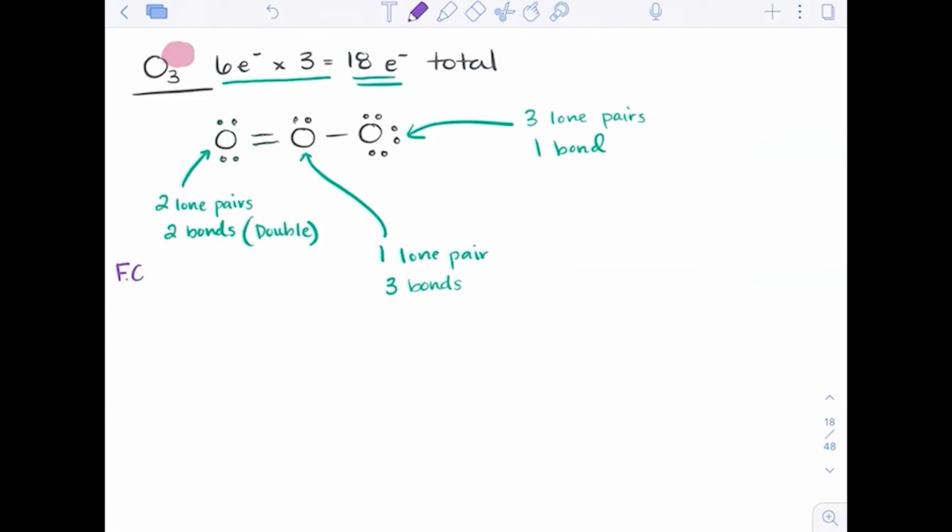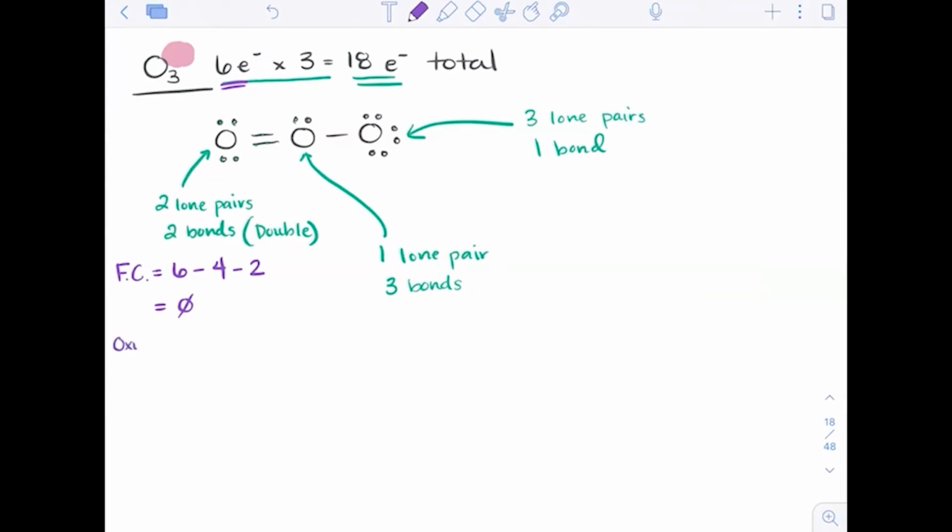Formal charge for this guy is equal to the number of electrons brought to the table, that's 6, minus the number of lone pair electrons, 4, minus 1/2 of the number of bonding electrons, or just the number of bonds, 2. Overall, a 0 formal charge. Does that make sense?